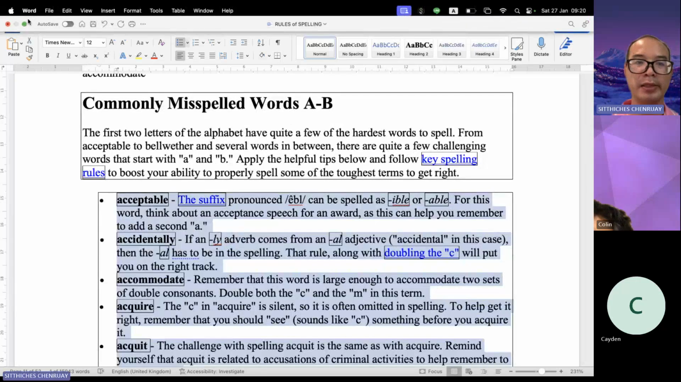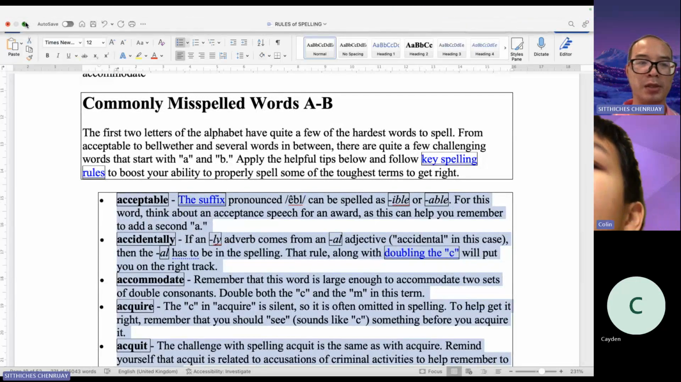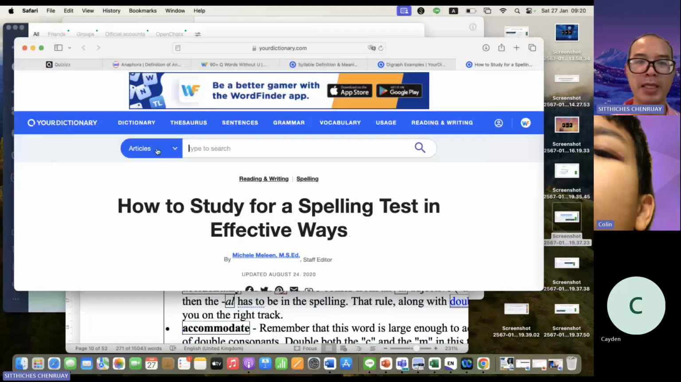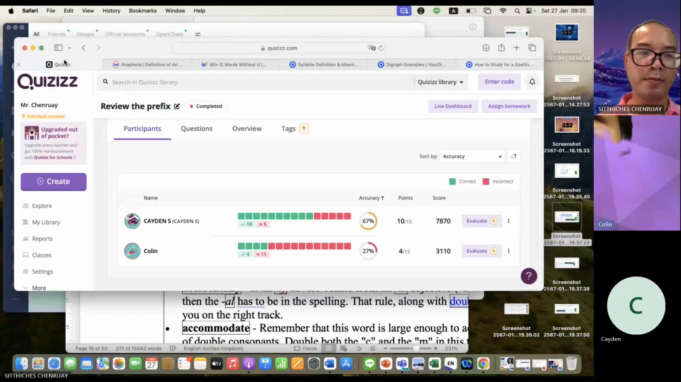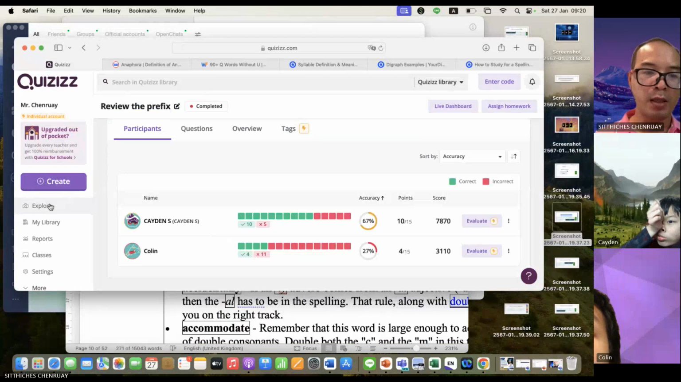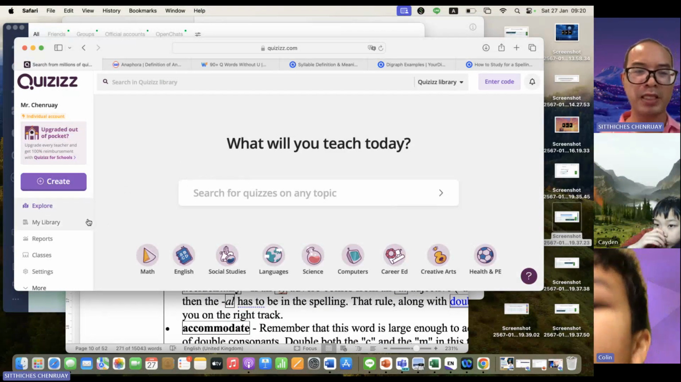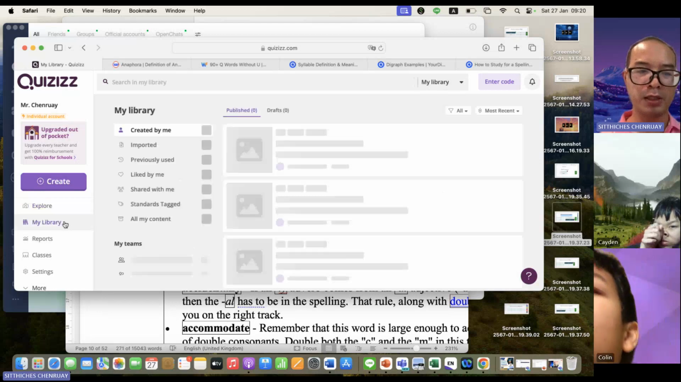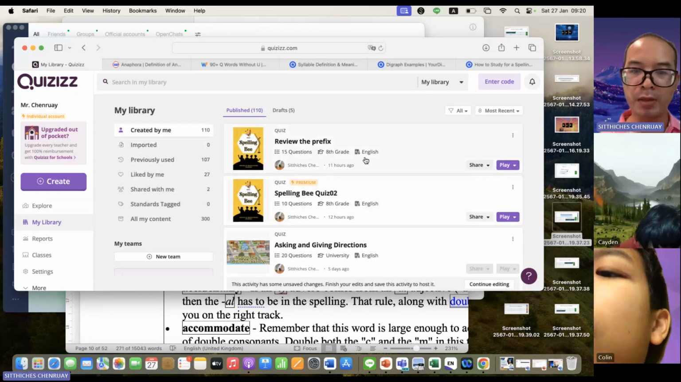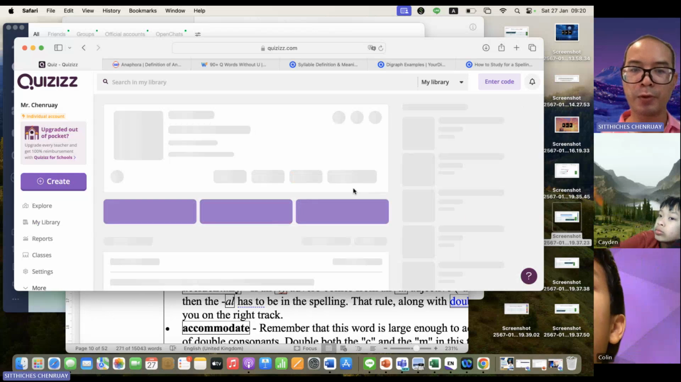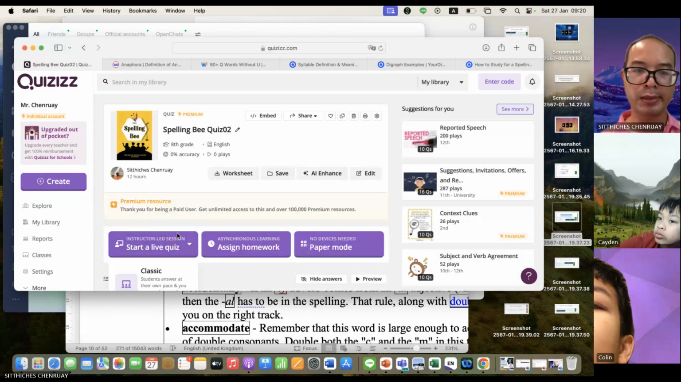Okay, today we remember this set first. And then let me check the words from the quiz again. It may be mixed up with another word that may not be from this A and B set. Okay, review spelling quiz.